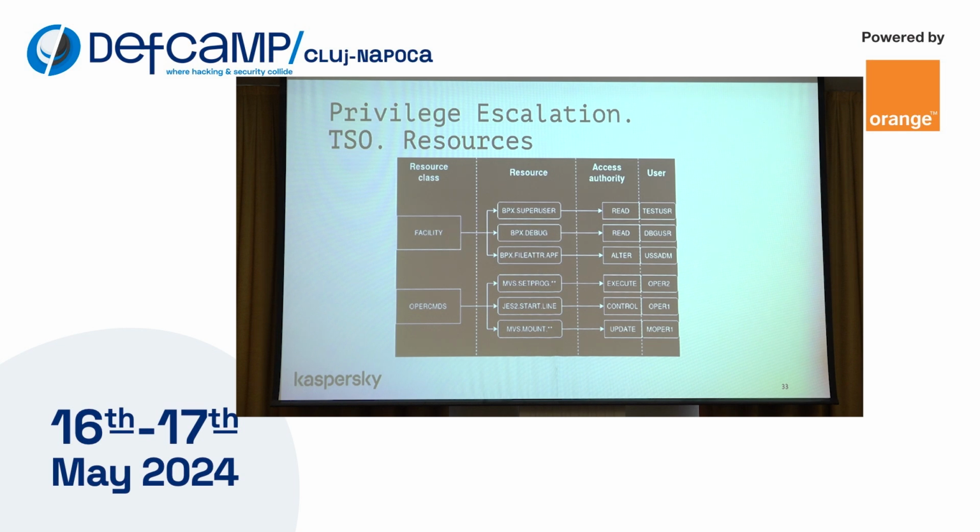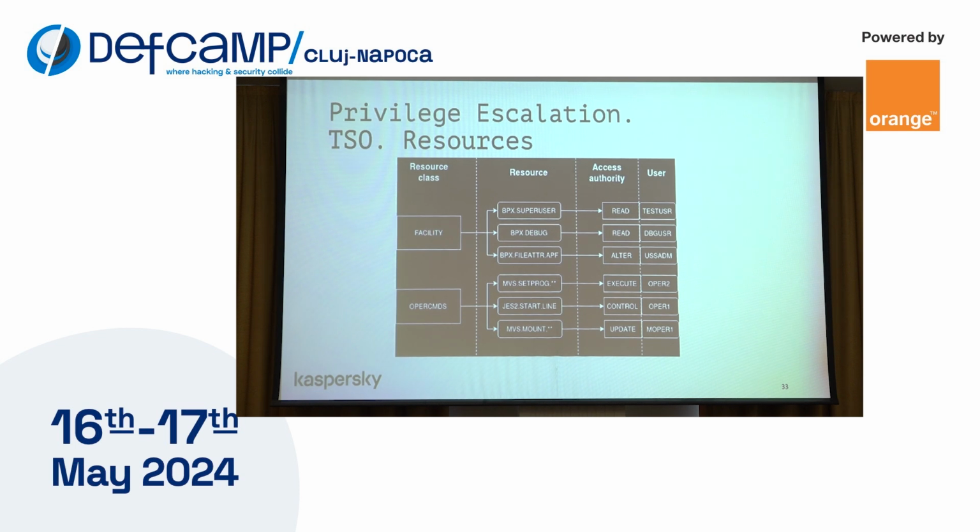And in most cases, read access authority is enough for a user to have such privileges, and it is not obvious. For example, I thought that if I had read access authority to such a resource, I could only list users who have such privileges, but no. If you have the minimum read access, you have such a privilege.